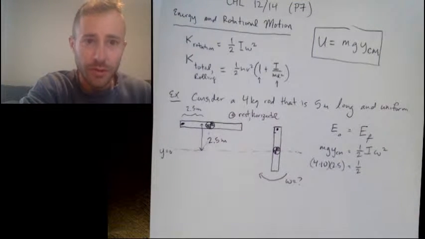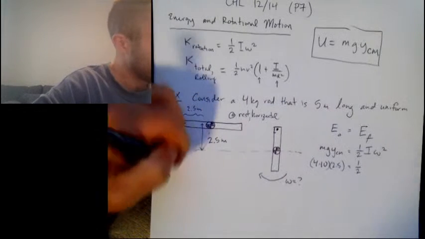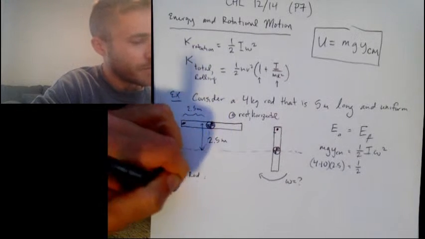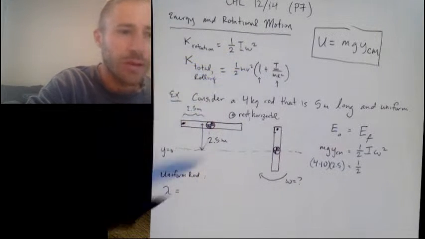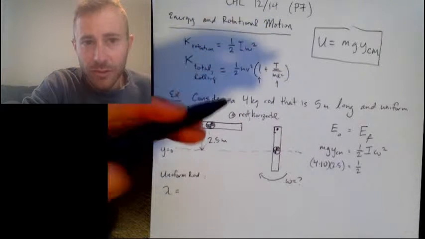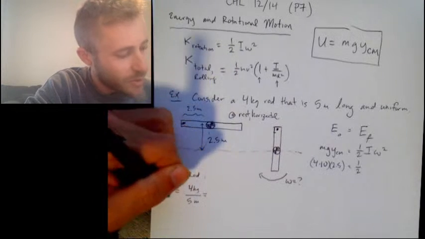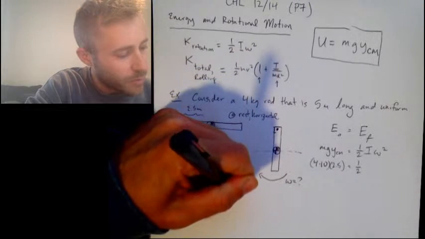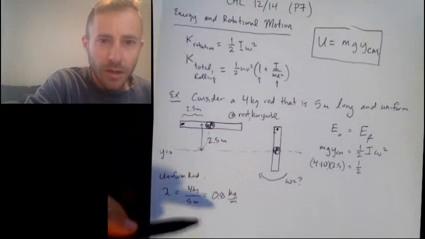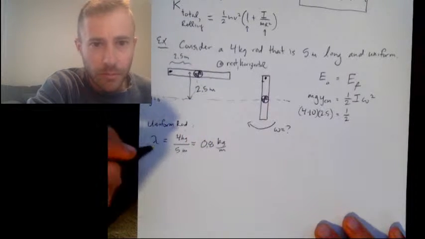So I have to compute the rotational inertia of the rod. Because it is a uniform rod, lambda is going to be mass per length, so the linear mass density is going to be constant. I have 4 kilograms of mass, and the rod is 5 meters long. So that's a linear mass density of 0.8 kilograms per meter, and that's constant because it is a uniform rod.